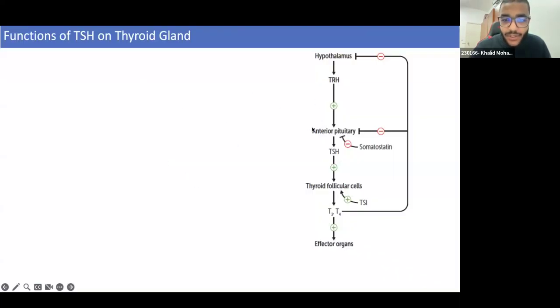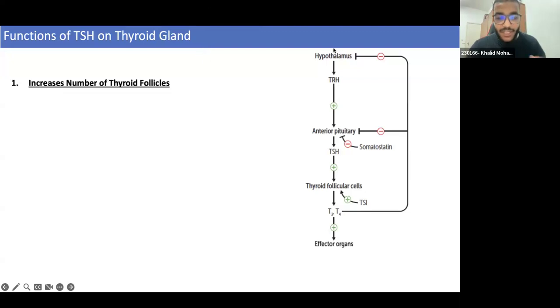So first, this is the hypothalamus pituitary thyroid axis that Shaimaa spoke about. The hypothalamus releases TRH that will stimulate the anterior pituitary to release TSH, and that will stimulate the thyroid to release more T3 and T4. T3 and T4 have a feedback inhibition effect on the anterior pituitary and the hypothalamus. So if there's a lot of T3 and T4, it will inhibit the secretion of both TSH and TRH.